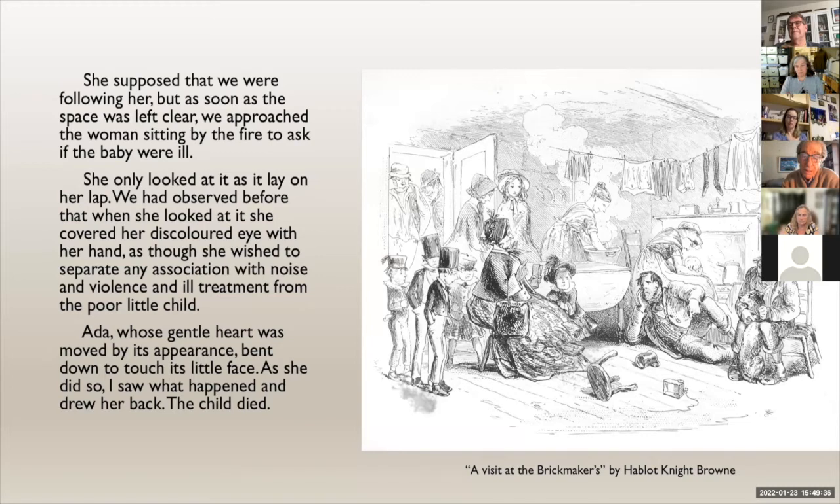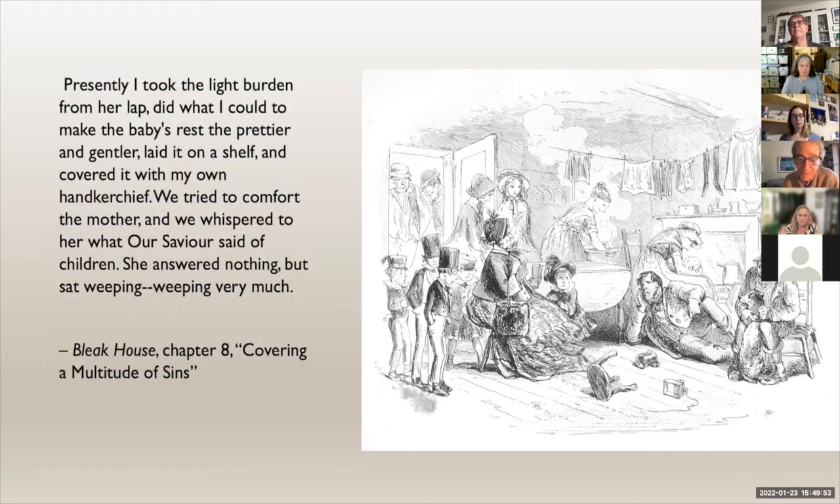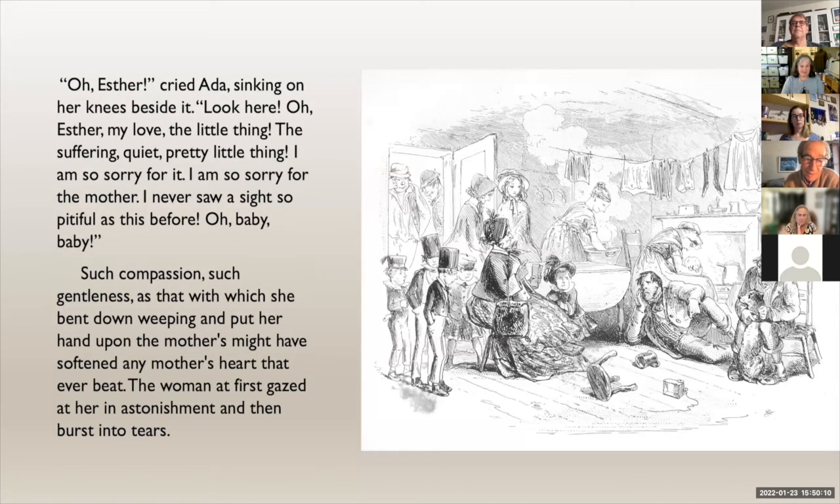The emotional response, go forward one slide, please. I'm sorry to be jumping back and forth like this, is Ada's response. Forward one slide, please. "Such compassion, such gentleness as that with which she bent down weeping and put her hand upon the mother's might have," I need that previous slide, please. "Might have softened any mother's heart that ever beat." That's Esther as narrator speaking, and she comments on this scene and says, it might have softened any mother's heart that ever beat.